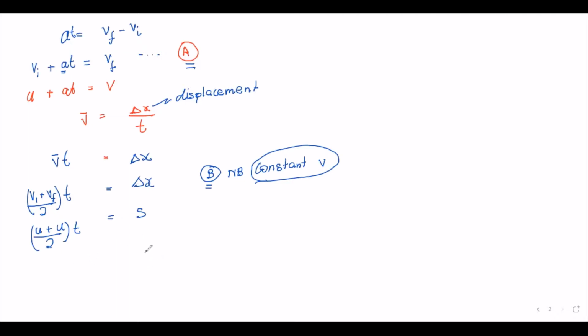this here, which is S or delta X, displacement changing, will equal to, now we are going to say V initial velocity plus AT plus initial velocity over 2, close bracket, T. Now, we have just substituted for the final, which is this one here.